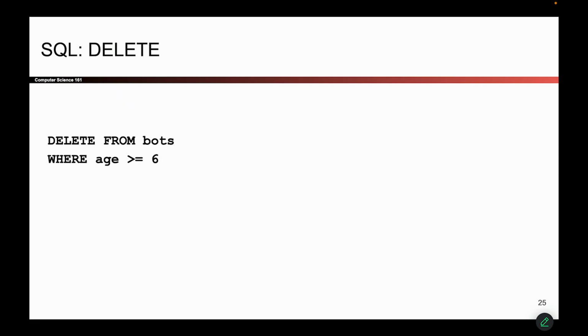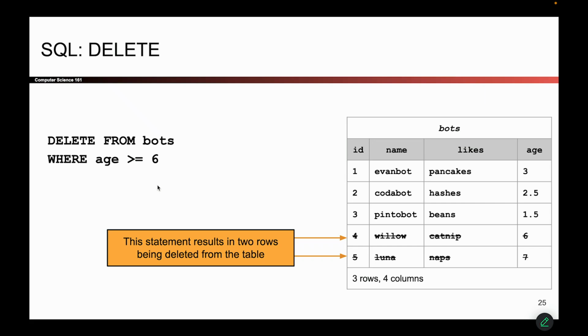We could say delete from the bots table everyone whose age is greater than or equal to 6. So we go through all the rows. These two have ages greater than or equal to 6. So they are deleted, and they're gone. There's only 3 rows left.